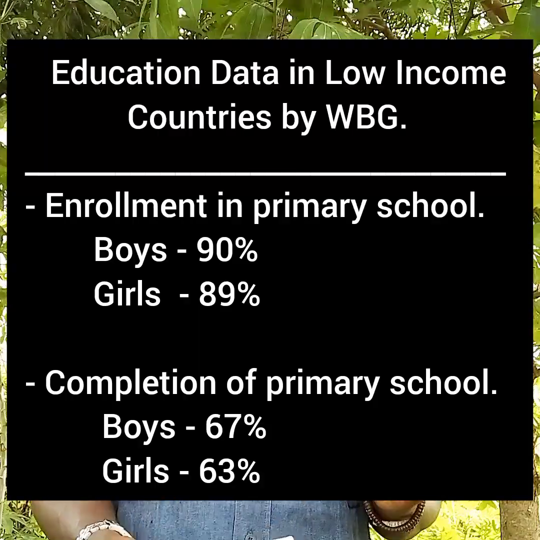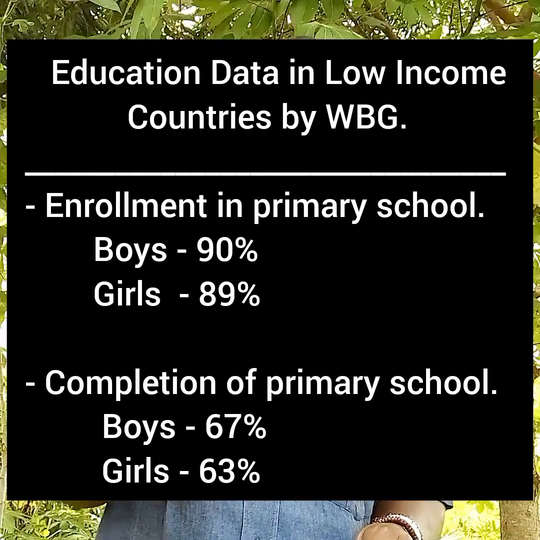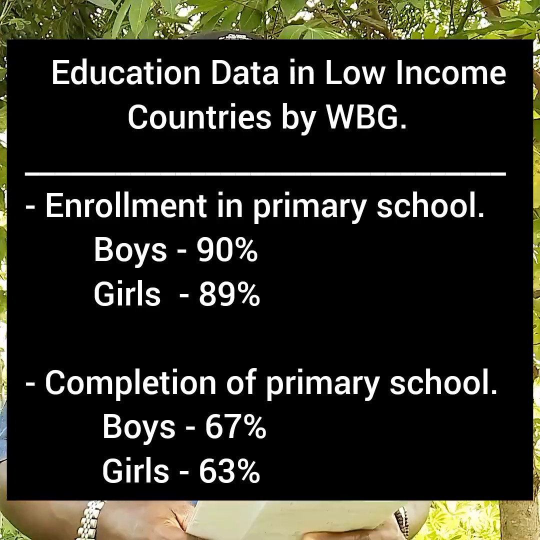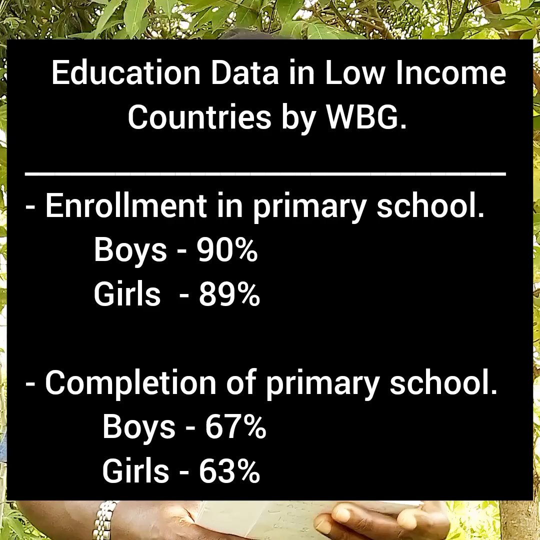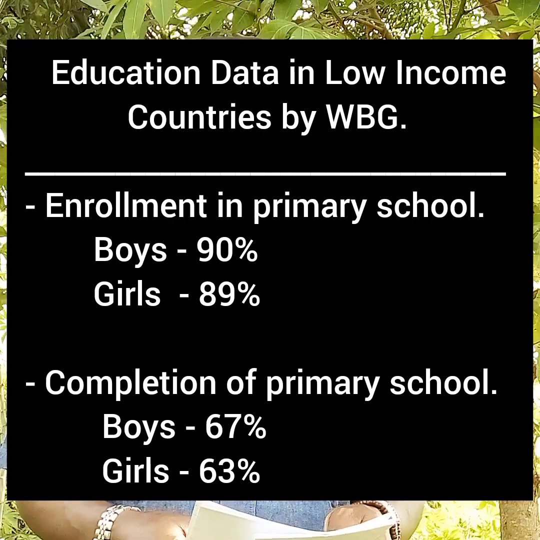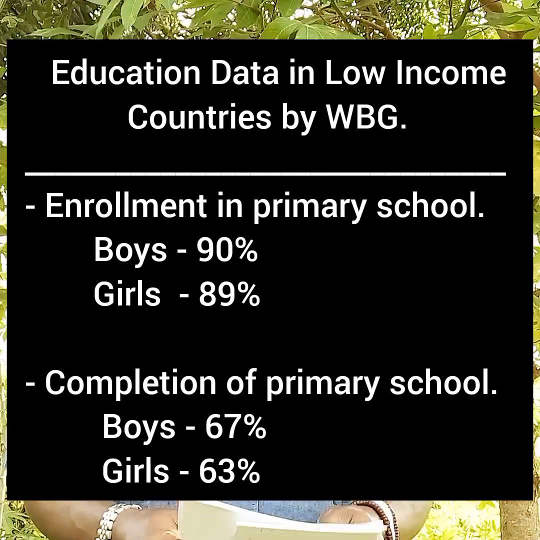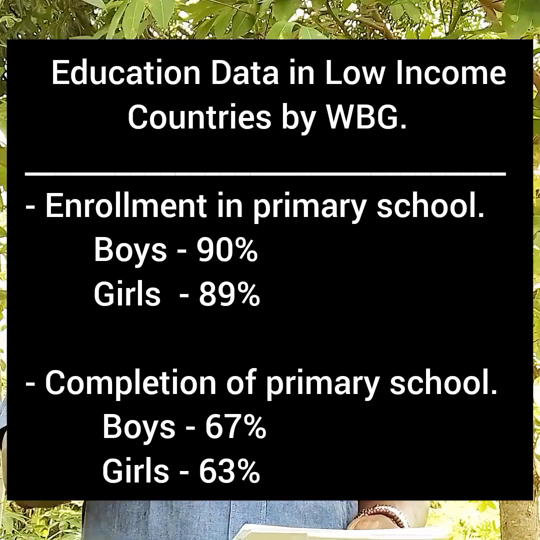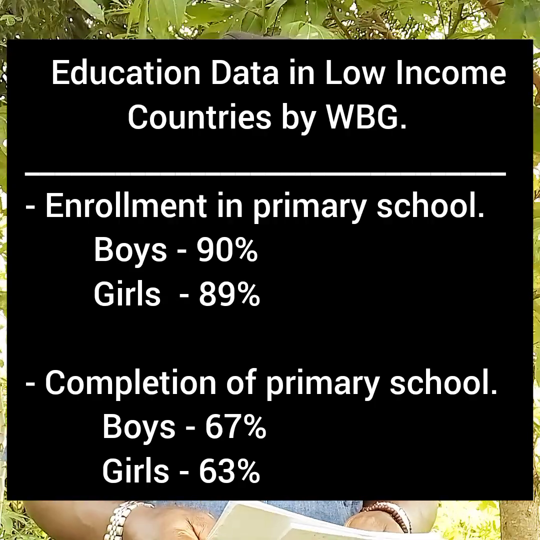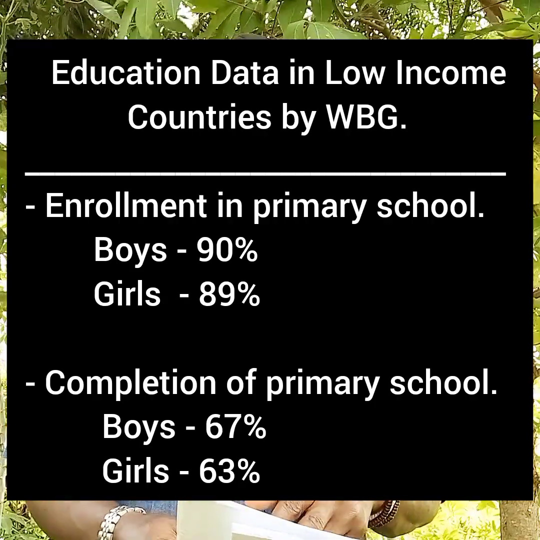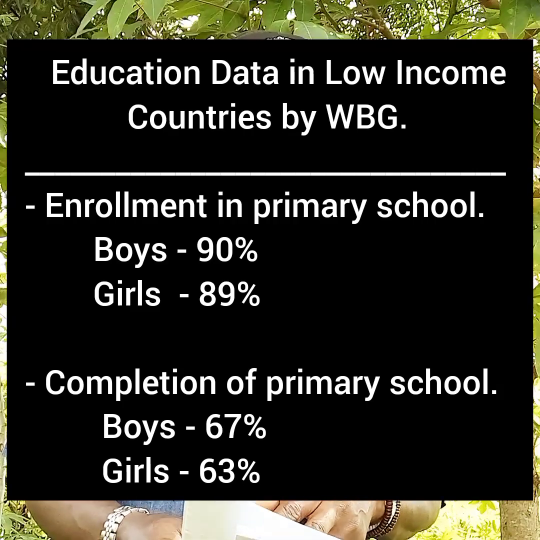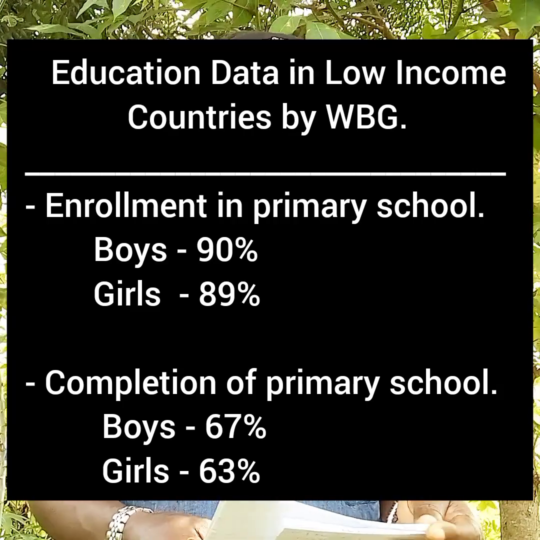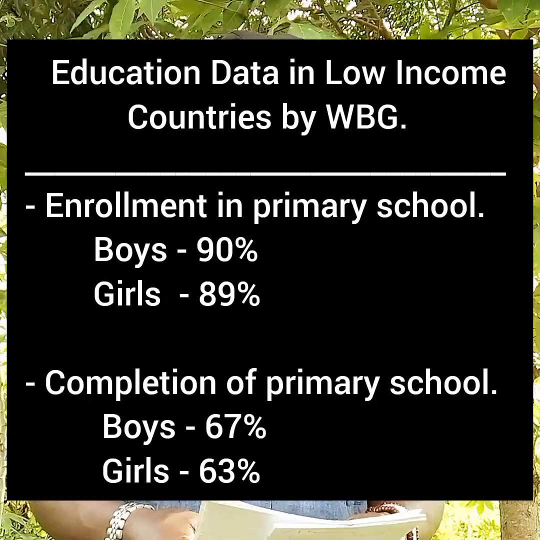When you look at enrollment of boys and girls in primary school in low-income countries, the enrollment is about the same. 90% of boys get enrolled, 89% of girls get enrolled. However, the data also shows that when you look at the completion rate, 67% of boys complete primary school and only 63% of girls complete. That is a 4% difference. The 4% may not be significant, but it's worth watching.